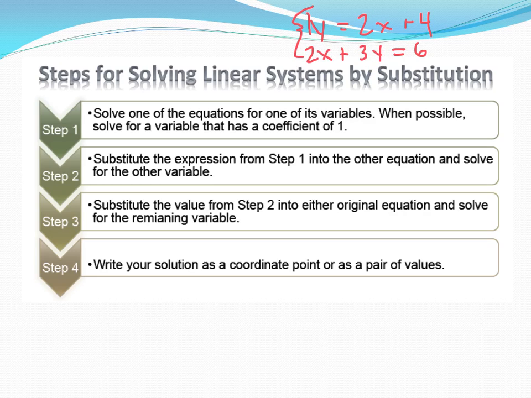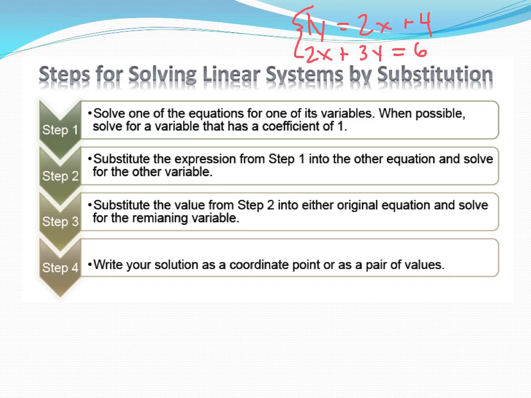Once I have that, then I am going to have one single equation, and I can then solve for that variable. So it says we're going to plug the equation from step 1 into the other one, and solve. Once I solve for one of the variables, say y equals or x equals whatever number it is, I can take that value and plug it back into one of my original equations and solve for the other variable.